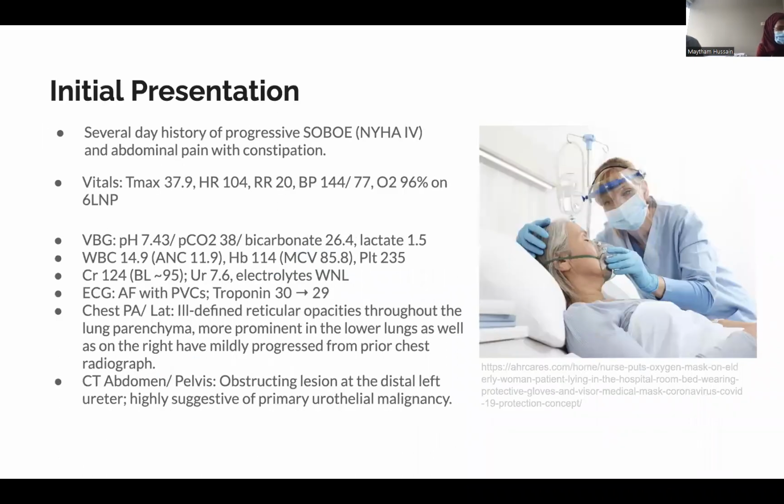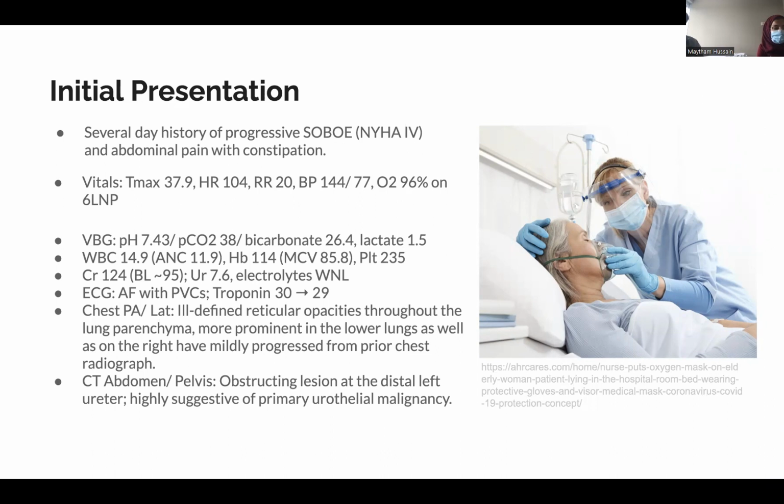So she presented essentially with a several-day history of progressive shortness of breath on exertion, NYHA class 4, so up from her baseline of 3, and diffuse abdominal pain with constipation. She was noted on presentation to have a low-grade temperature of 37.9. She was slightly tachycardic and had increasing oxygen requirements from her baseline of 4 liters to 6 liters.